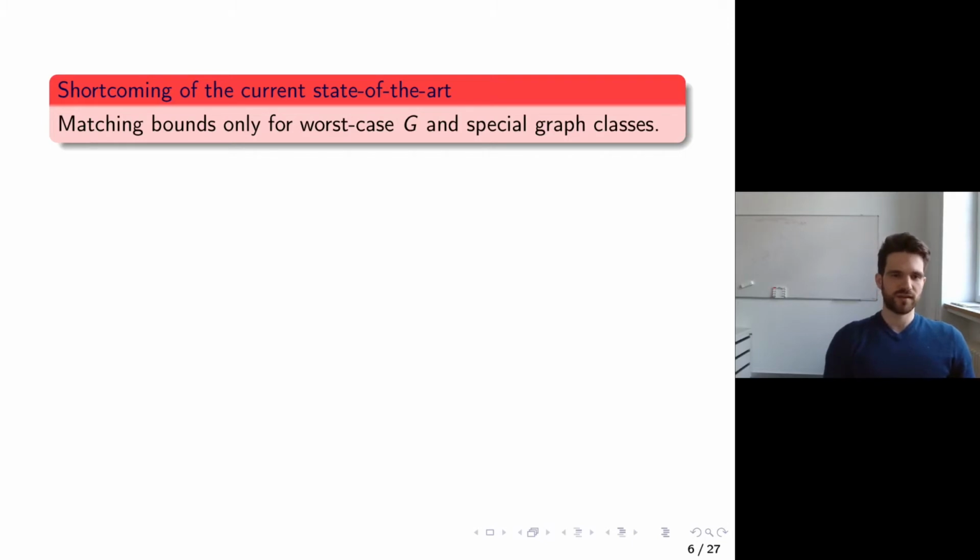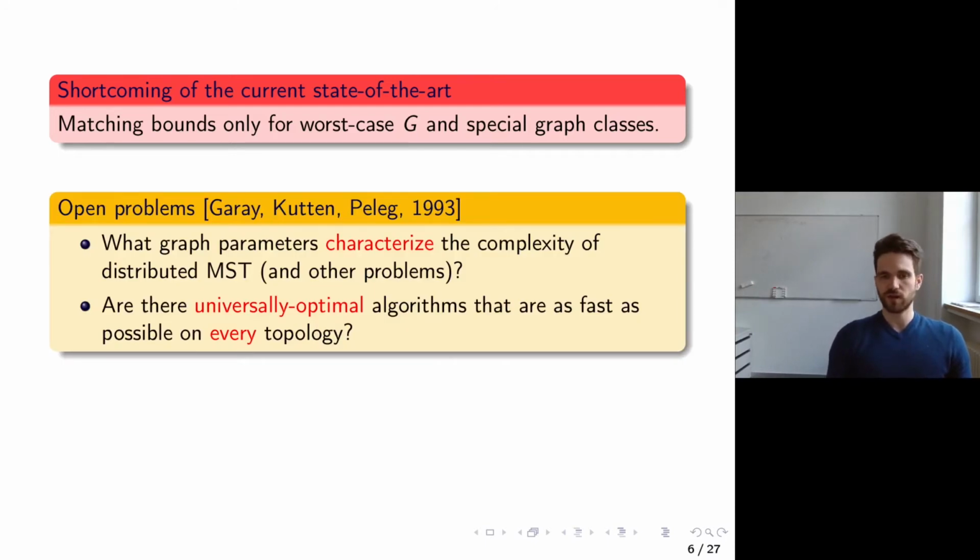Now you could see that those bounds are matching only for the worst case graph and some special graph classes like the planar graphs and the genus bounded graphs and tree bounded graphs and minor free graphs. So this actually raises a very natural question that was posed by Garay and Peleg in 1993, and that is to close the gap for every graph G.